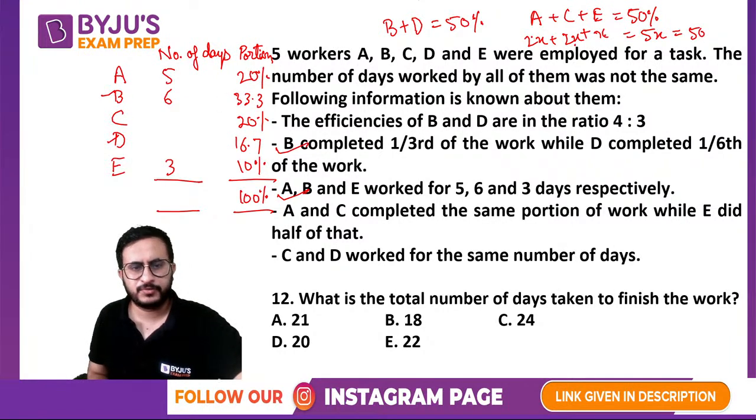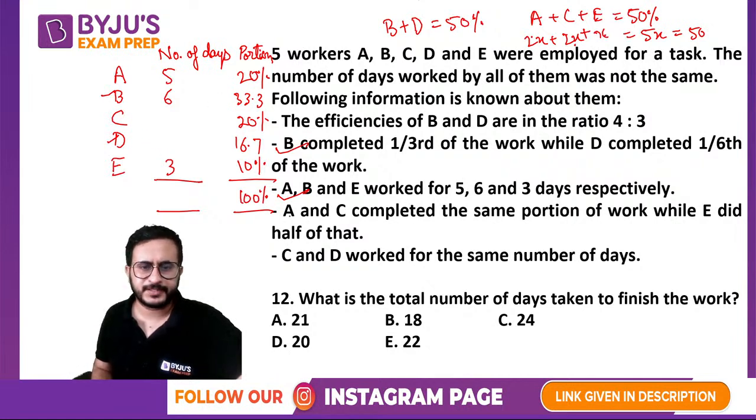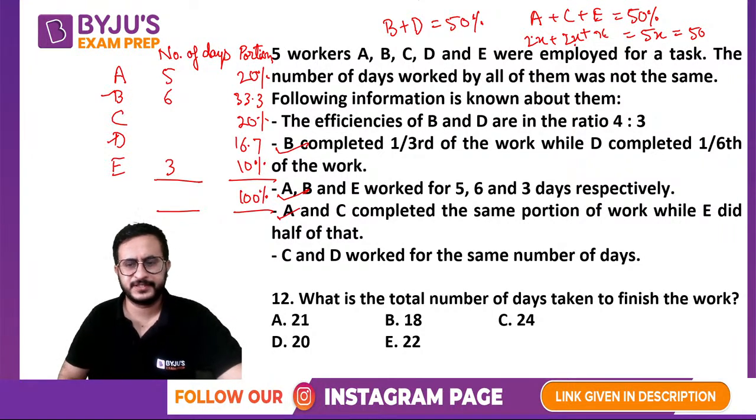Okay. Now we have to find the number of days, right? One statement is C and D work for the same number of days. From this we cannot determine things. We are left with one statement. The efficiencies of B and D are in the ratio 4:3. Efficiency क्या होती है? क्या होती है efficiency? Like, how do you define efficiency?